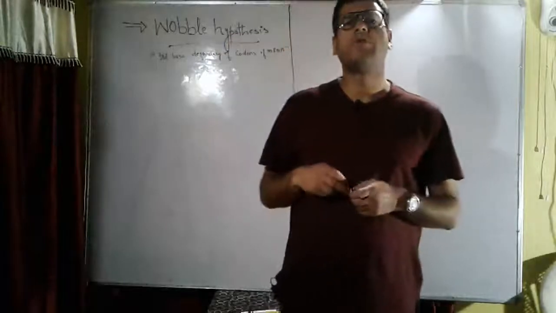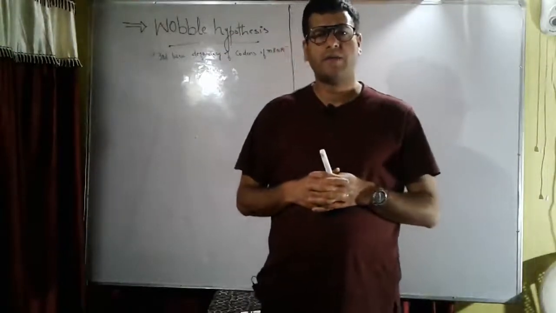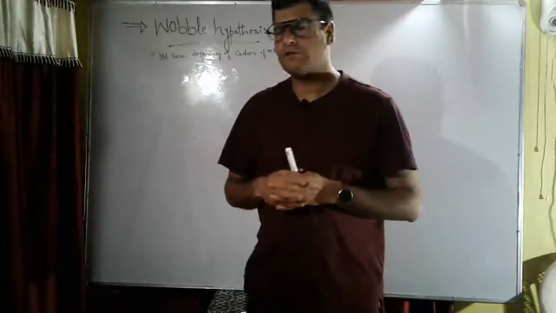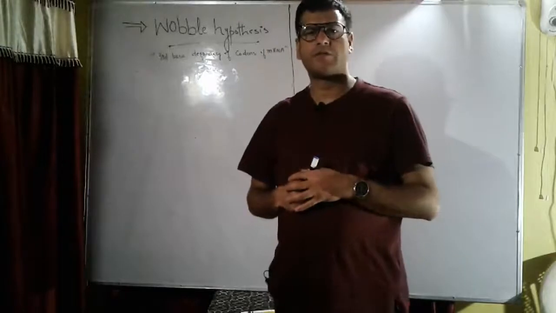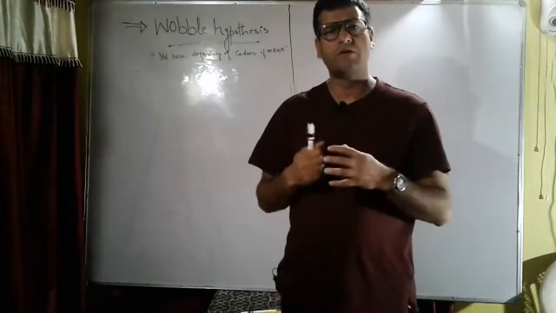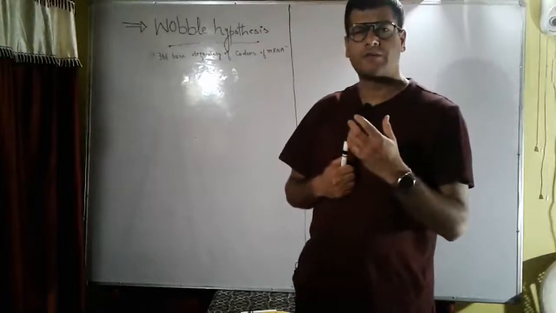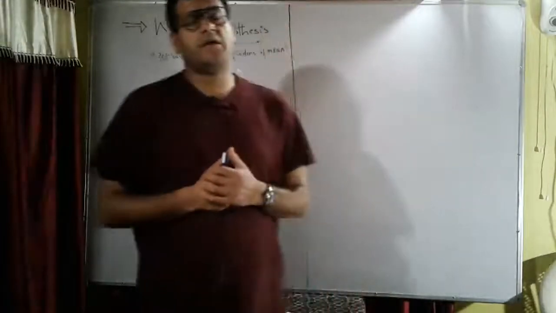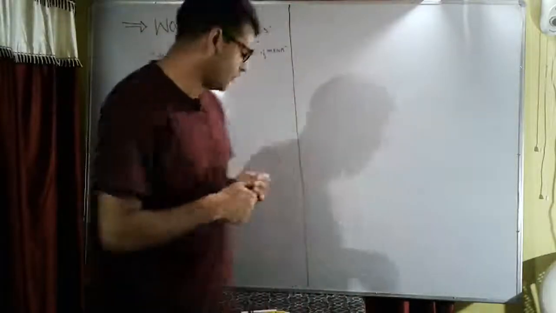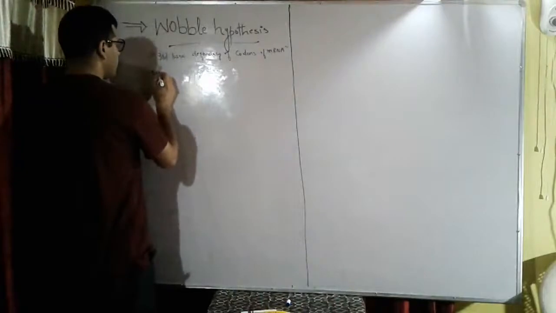Today we will talk about the wobble hypothesis. What do we mean by wobble hypothesis? The wobble hypothesis is simply called the third base degeneracy of codons of mRNA. This concept was given by Francis Crick.